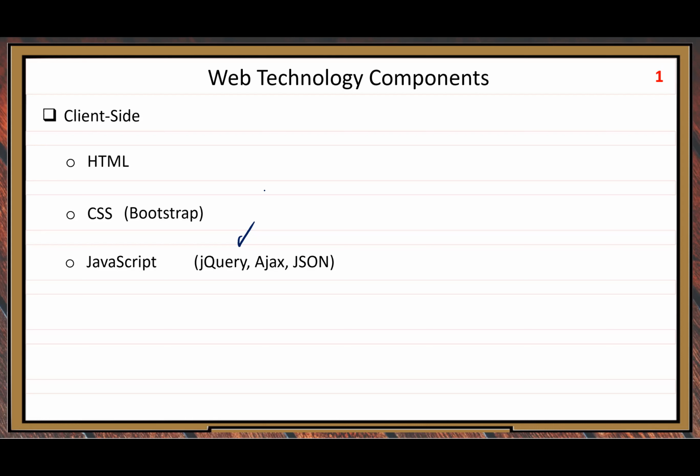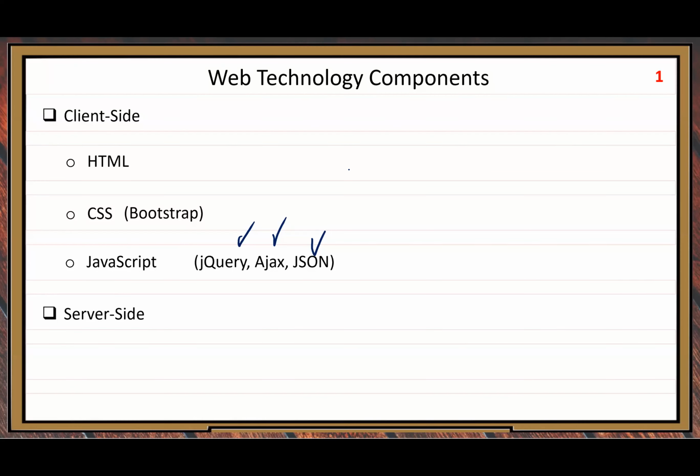After that, another important technology, Ajax. I like to introduce Ajax, another powerful technology we need to use. And for data transmission, JSON. It is very simple, but the most popular data transmission method, JSON type data. So this is the client side, and that's pretty much enough.